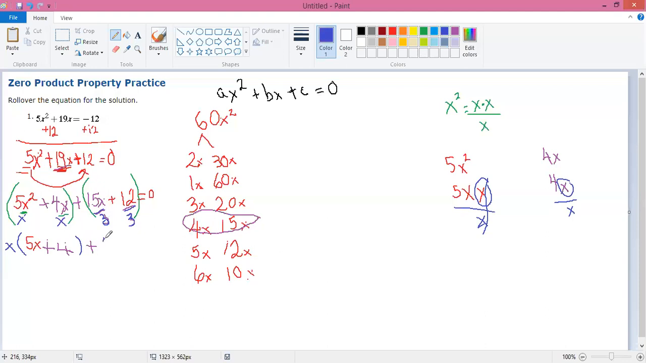So I'm going to put the 3 outside the parentheses. I'm going to open parentheses. And then I'm going to put 15x divided by 3, which is 5x, inside the parentheses. And then I'm going to say 12 divided by 3, which is 4. I'm going to put plus 4 inside the parentheses. So what I have now is x, open parentheses, 5x plus 4, close parentheses, plus 3, open parentheses, 5x plus 4, close parentheses. Do you have that written on your paper?